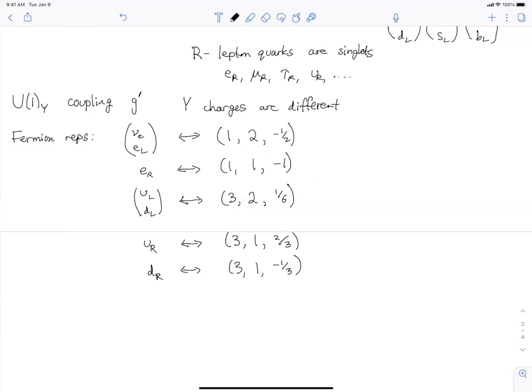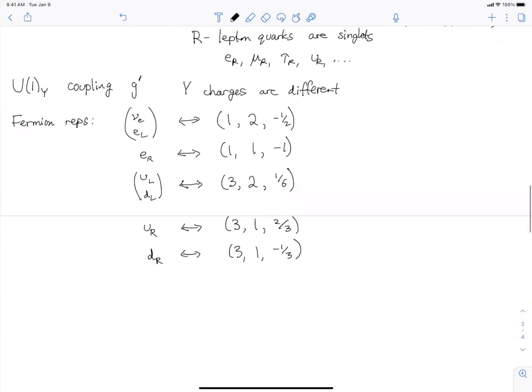If you're specifying the theory, if you're inventing the theory, you're just picking representations for each fermion, and those are the things that we choose for the standard model. And then for each one of these, there are 3 generations of fermions that repeat the same structure.